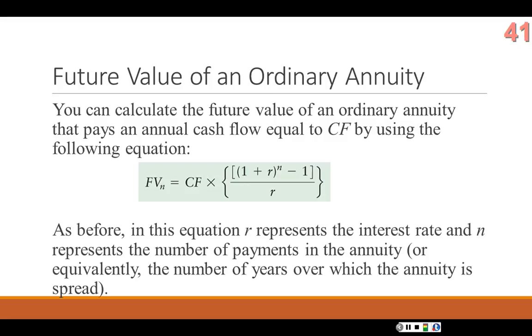This is the equation for an ordinary annuity. The future value is equal to the periodic cash flow times 1 plus the stated rate raised to the nth power minus 1 divided by the interest rate. So you can see why it's important to become familiar with your calculator because these equations are becoming increasingly difficult.